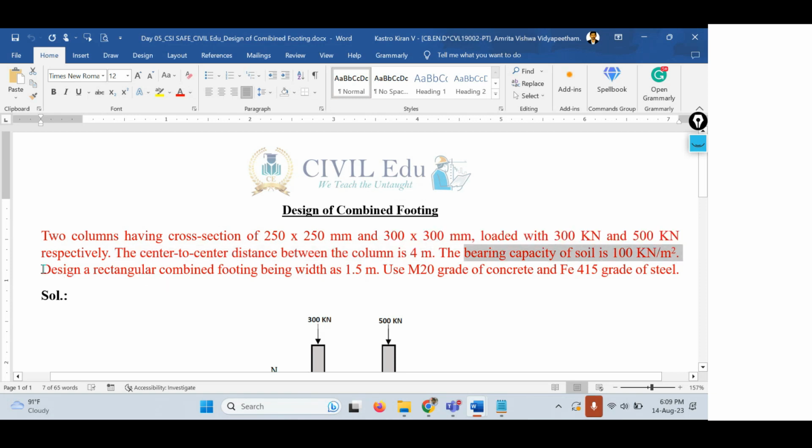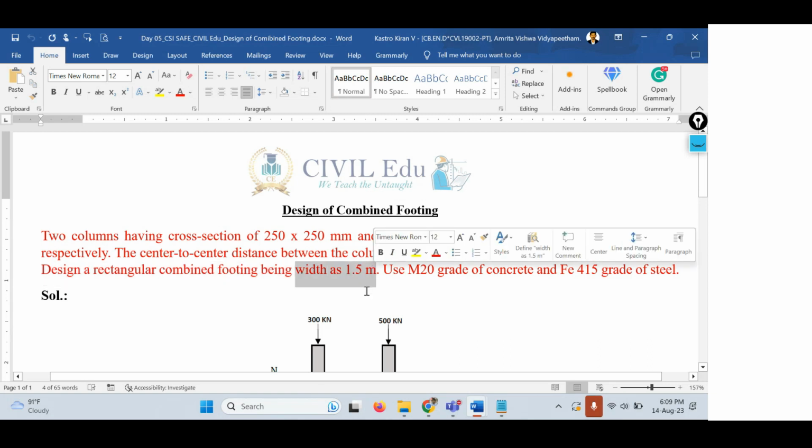There is one limitation provided: design a rectangular combined footing with width as 1.5 meters. So the footing width is limited to 1.5 meters. Length you can provide as much as you can, but the width of the footing is fixed.